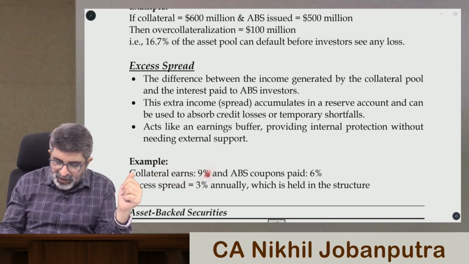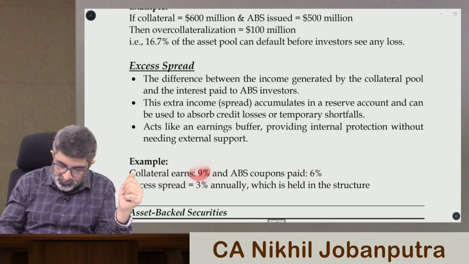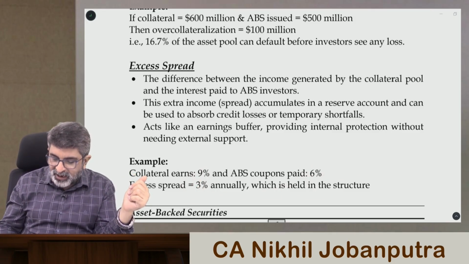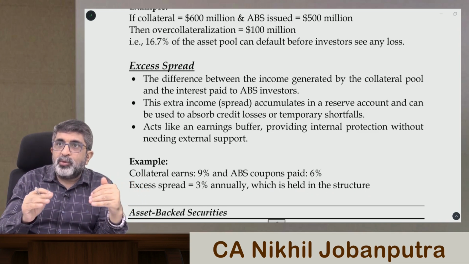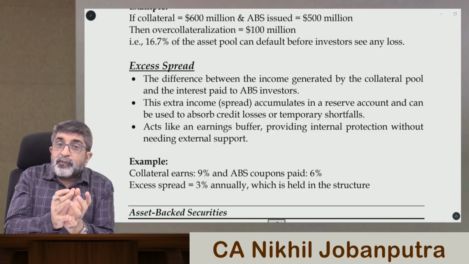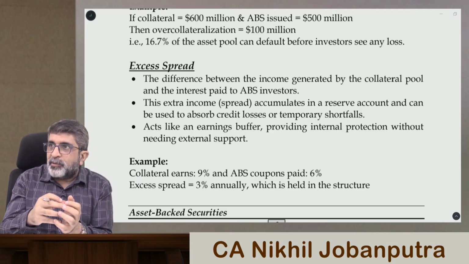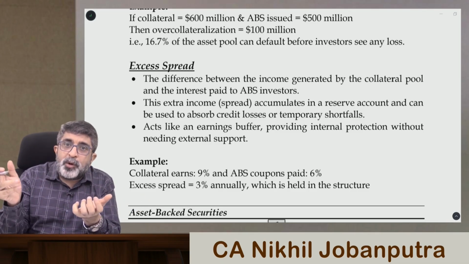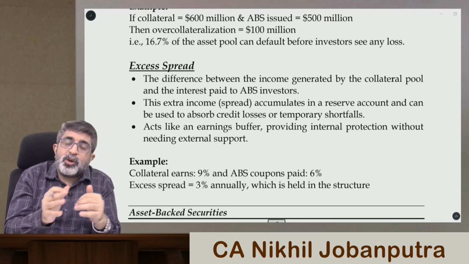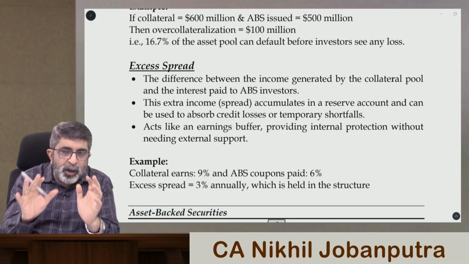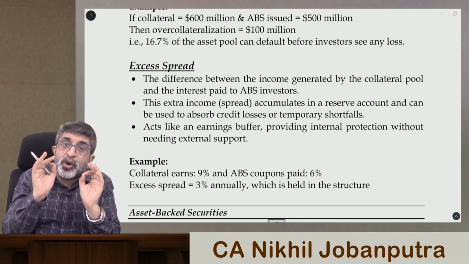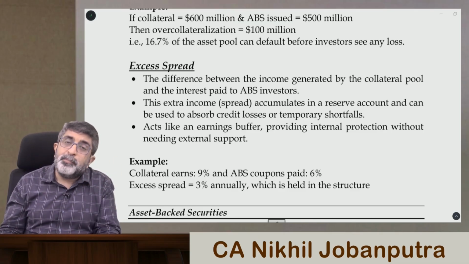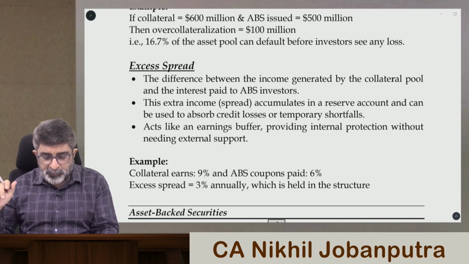So collateral earns 9% and ABS coupons paid is 6%. That difference, 9 minus 6, is 3% excess spread annually, which is held in the structure. This is going to be accumulated in a reserve and drawn whenever needed. That means when there is a shortfall, when you are not able to recover enough income to pay the coupon payments, at that time you can draw back from this reserve that you have created annually. So this approach is mainly used to protect the coupon payments, whereas over collateralization was mainly used for protecting the principal repayment. I am sure you are clear with the first two categories.